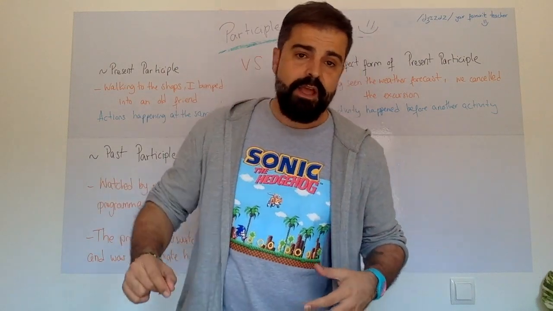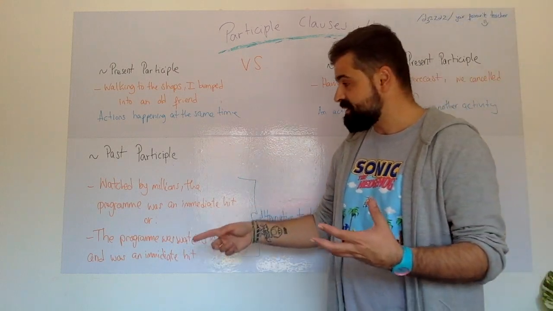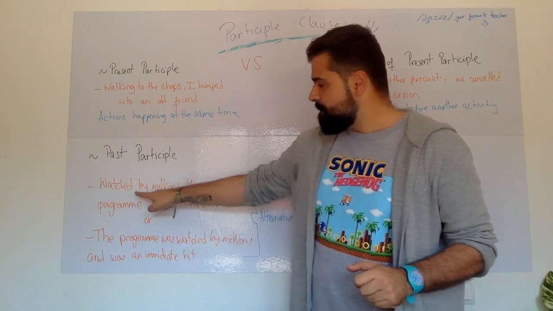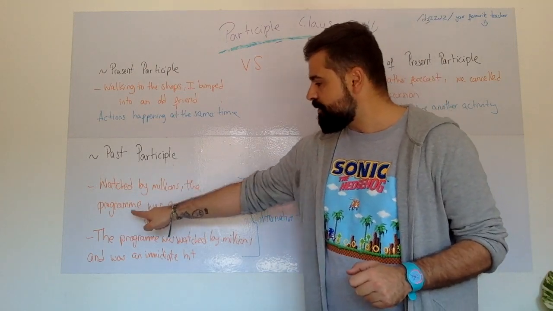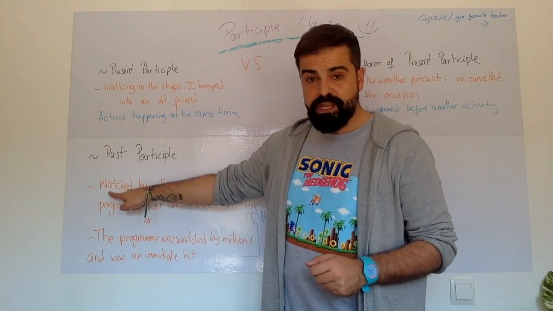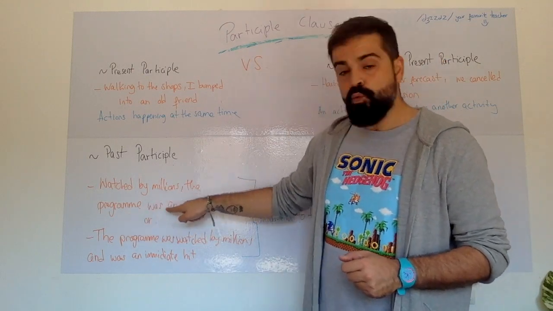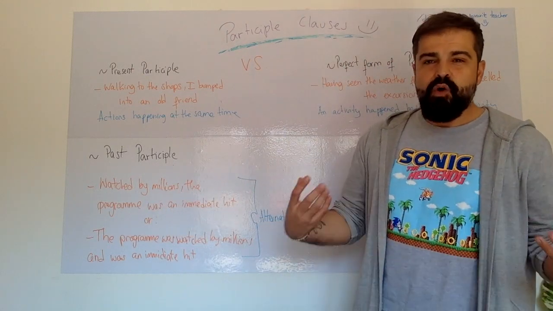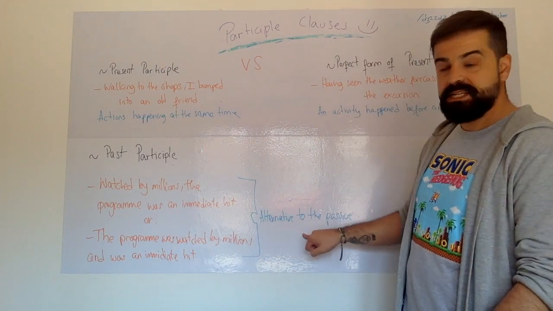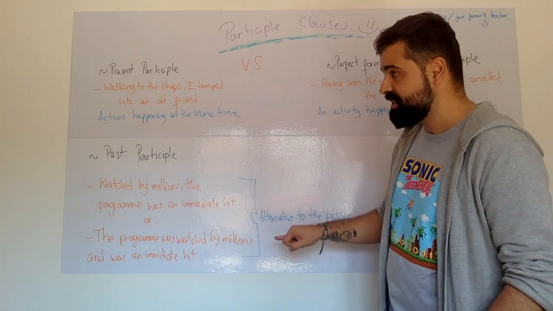On the other hand, we also have the past participle clauses. And it says, watched by millions, the program was an immediate hit. Watched, I repeat, watched by millions, the program was an immediate hit. What is this actually? It is an alternative to the passive voice. Do you remember the passive voice? So this is an alternative.